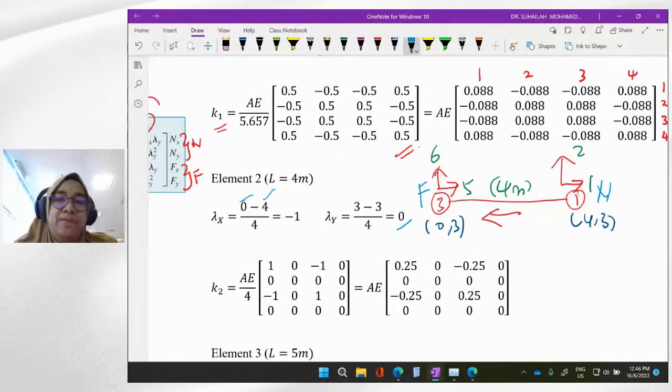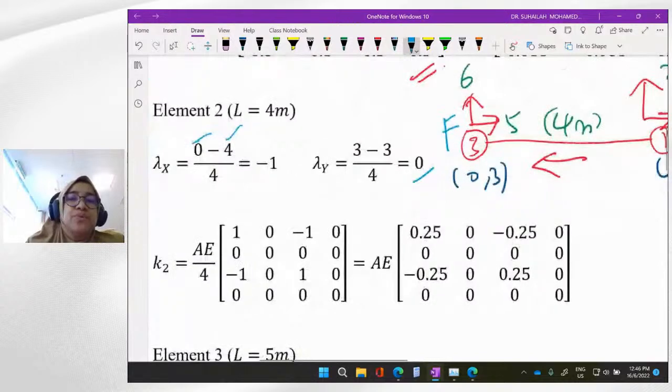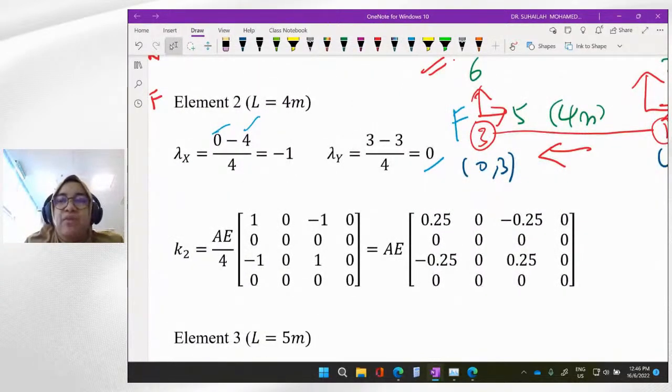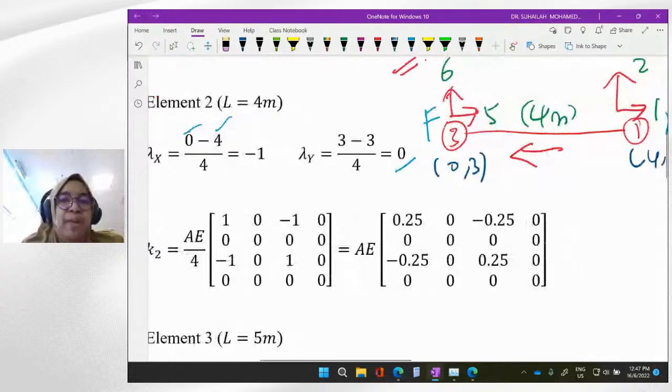Same goes for a vertical member. Then we transfer into the formula, AE over L, which is AE divided by 4. Negative 1 squared, we get 1. Then we get 0 because of CX CY. Negative CX square means CX square, then only put negative. That's why we get this as negative 1 and this as 1. We complete this and divide by 4, we get 0.25, like this, a 4 by 4 matrix for element number 2.